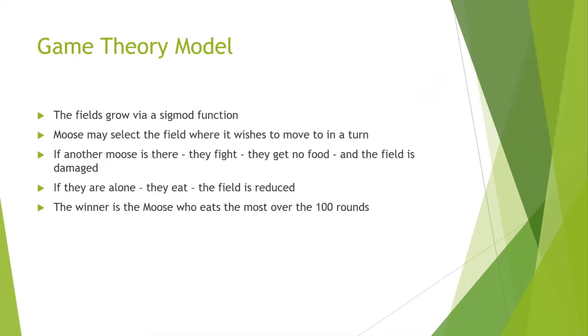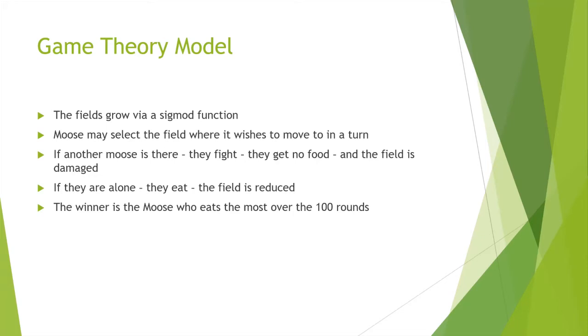This we saw as a great way to kind of glue it into then a game theoretic model. So we have some fields that have some resources of food, and they're going to grow via a sigmoid function. You can get some more of the details inside of the paper, but the idea generally is that early on the field grows rather slowly, and then it grows rather fast for a while, and then it reaches kind of a cap out point, which is pretty close to a lot of different foliage. And the moose can select which field it wishes to move to in a turn. There's 3 different fields that we have.